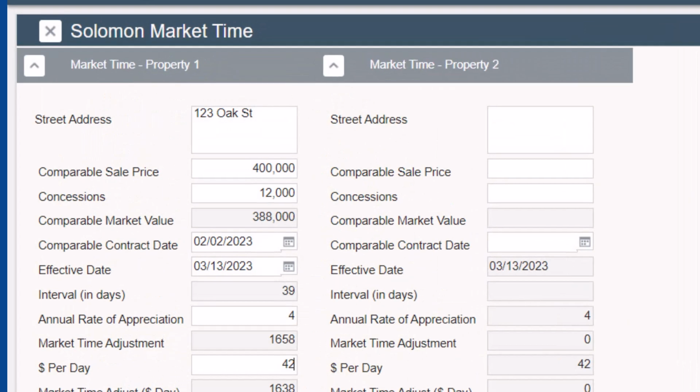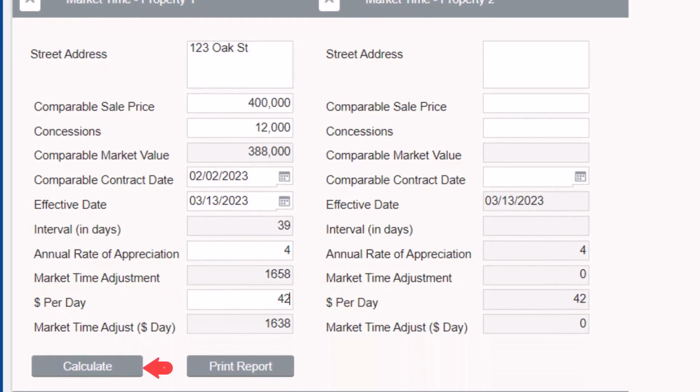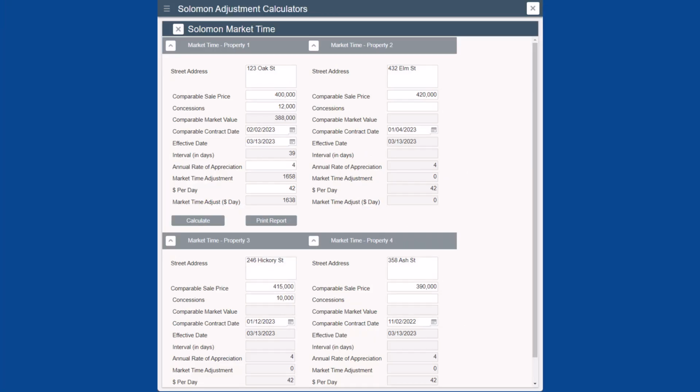Solomon Market Time. Top left, enter street address, sale price, and concessions for Comp 1. Use the date picker tools to enter the comparable contract date and report effective date. Enter the annual rate of appreciation or a dollar per day rate of change. Click Calculate. Enter the same information for Comps 2, 3, and 4. Report effective date and rates of change are filled from Comp 1.